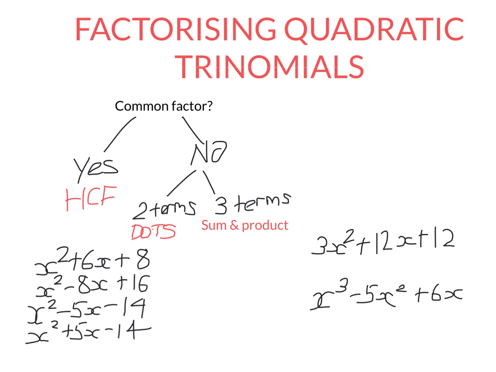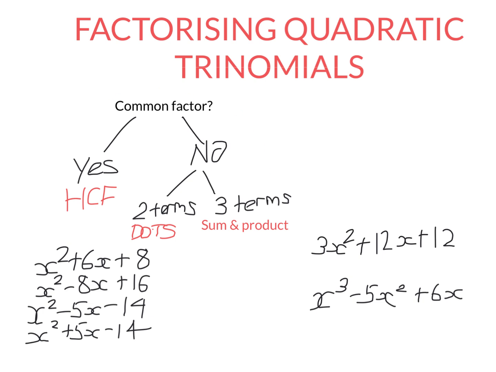We learned in a previous video that what makes an expression a quadratic is having these x squared terms. Trinomial: tri means 3, it means it has 3 terms. So each of these here has 1, 2, 3 terms, and it has an x squared term. It's a quadratic trinomial.